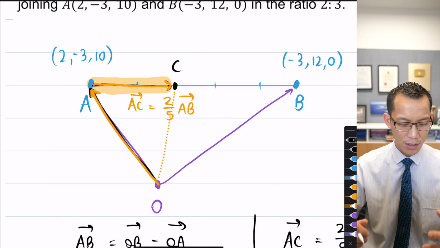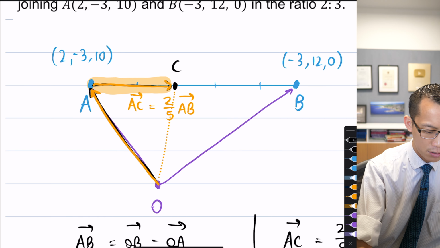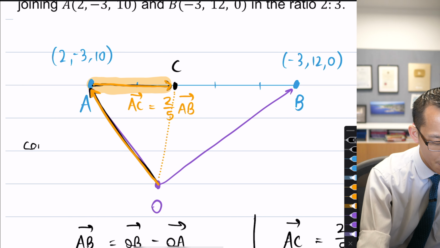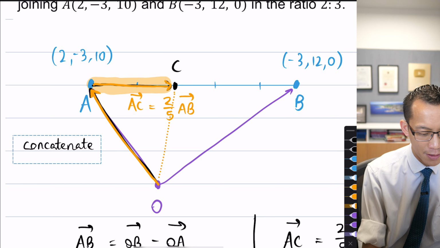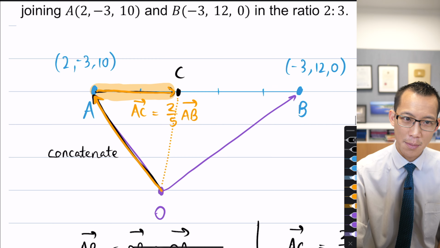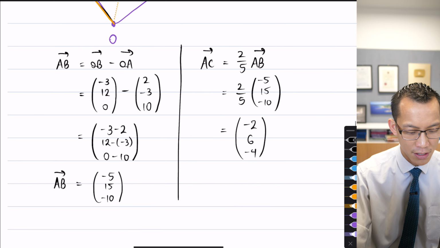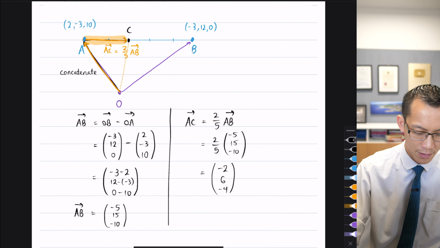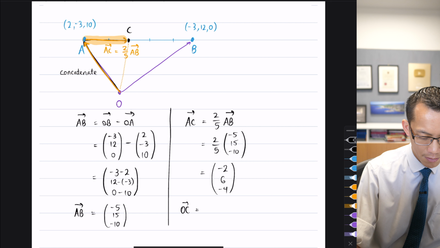By the way, a fancy word for you, I don't know if you've heard this one before: what you're doing when you're joining those 2 vectors together is called concatenating. Very fancy word, but really it just means stringing one thing along after another. The way that we do that in arithmetic is you just add them. That's one of the really nice things about vector arithmetic. So therefore I can say, I'll zoom out so that you can see the whole thing there. OC is just going to be OA plus AC.